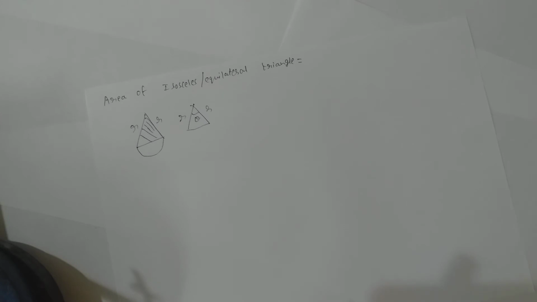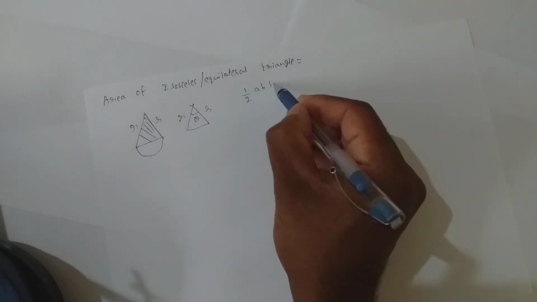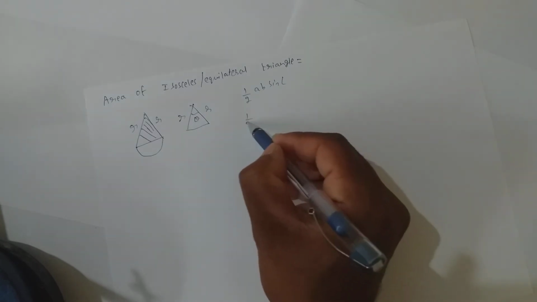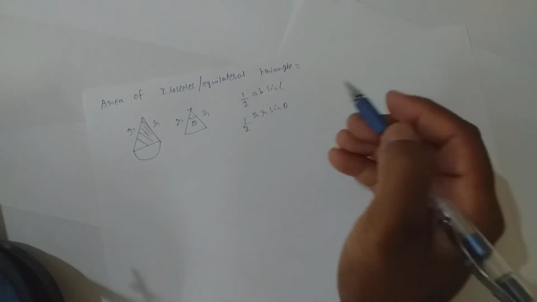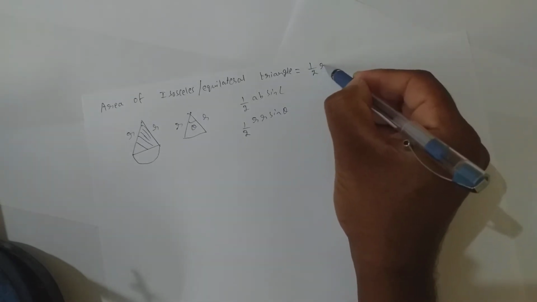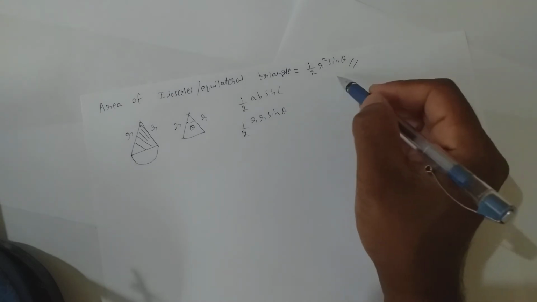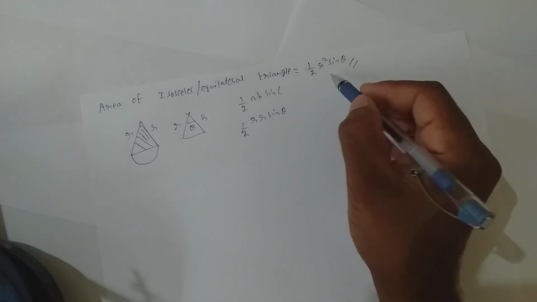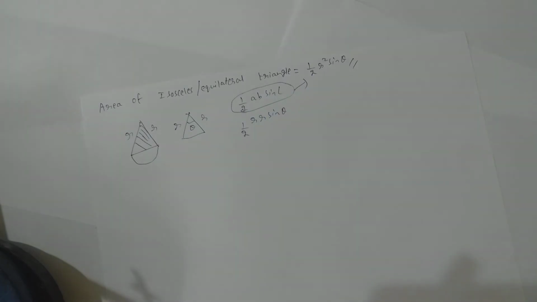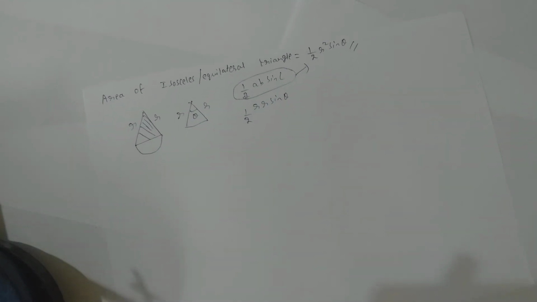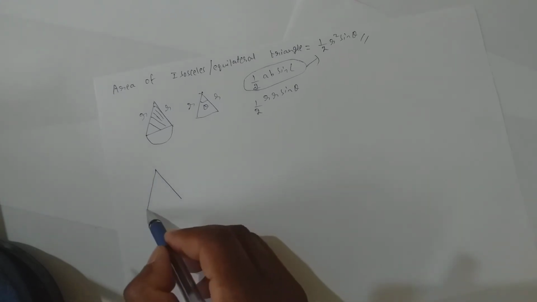So in grade 10th, you learned the formula: area of any triangle is half ab sine C. So in this case, it becomes half r into r sine theta. So the formula becomes half r square sine theta. This also I will be using in the sums. You should know this. Instead of using half ab sine C every time, I will directly use half r square sine theta.